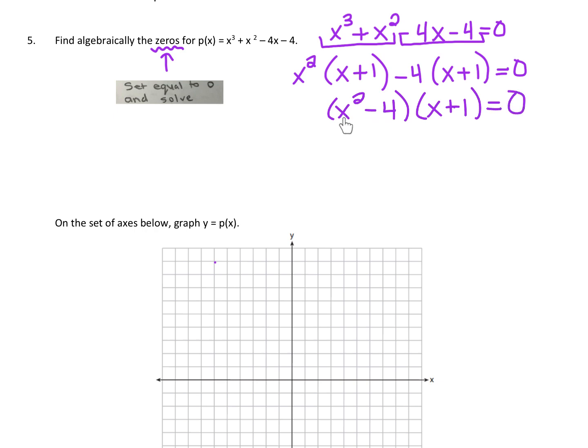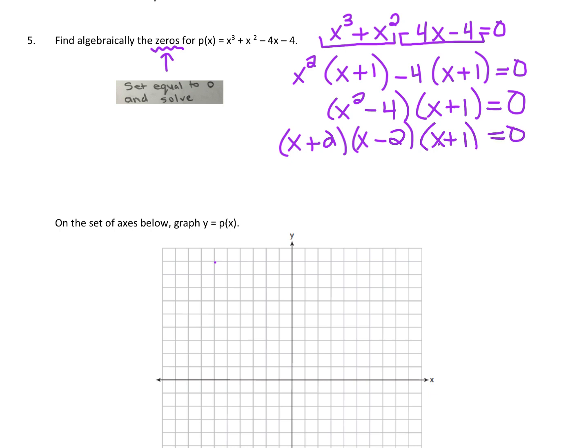Now, if you notice, this right here can factor further. This can break into 2 more factors. It's a difference of 2 perfect squares. So when that happens, we set up 2 sets of parentheses. One of them gets addition, the other gets subtraction. And we take the square root of the first term and put it in the first spot in each parenthesis. So the square root of x squared is x. And we take the square root of the second term and put it in the second spot in each parenthesis. So the square root of 4 is 2. And then you could just bring down this x plus 1 and it equals 0.